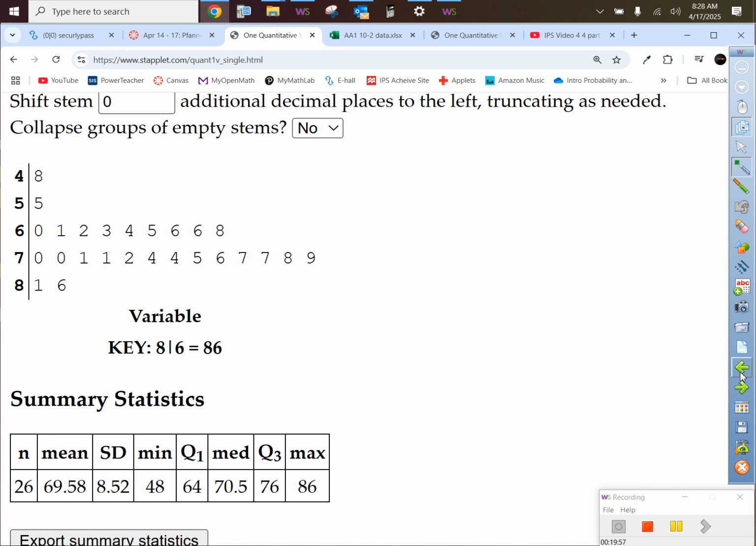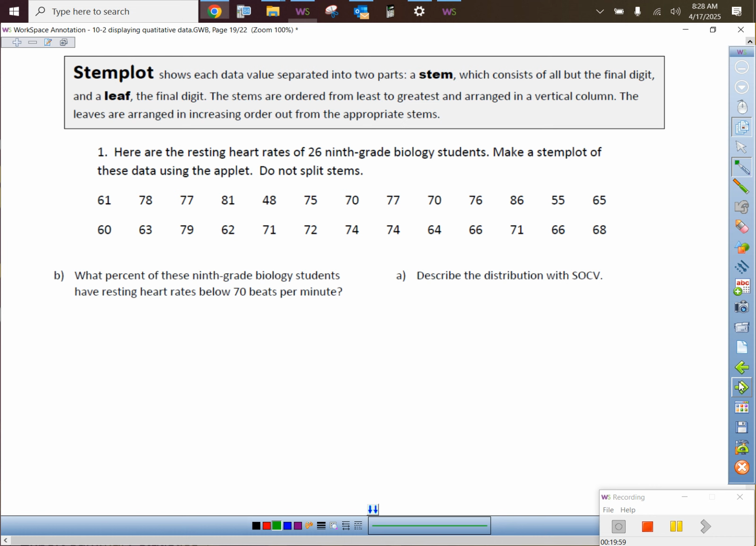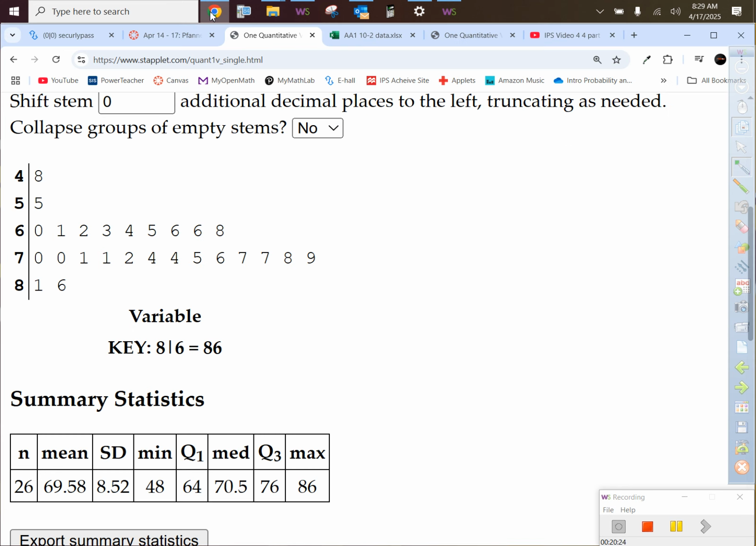So let's see what they want us to do. We made the stem and leaf plot. I'm not going to ask you to draw it on paper, right? Don't need to do that. That's what the applets are for. It says, what percent of these 9th grade biology students have a resting heart rates below 70 beats per minute? You really don't need the stem and leaf plot to do that. You don't need the dot plot. But you see how this data is all over the place. You would have to hunt for all of those guys that are like less than 70. If we go back here, isn't it very easy to see because they are in numerical order already for us.